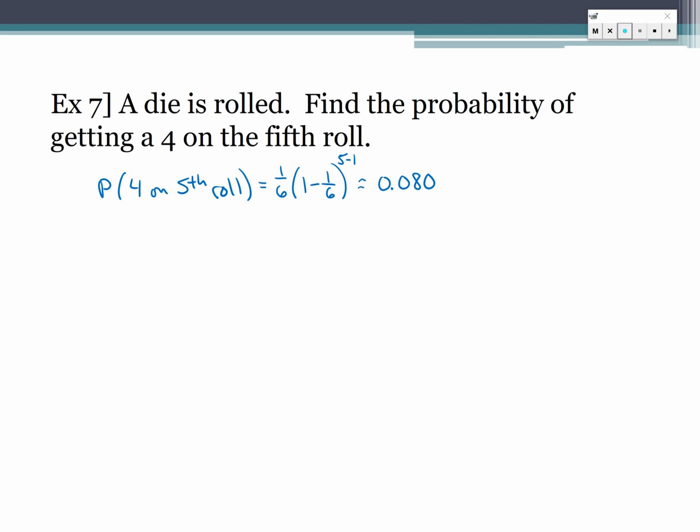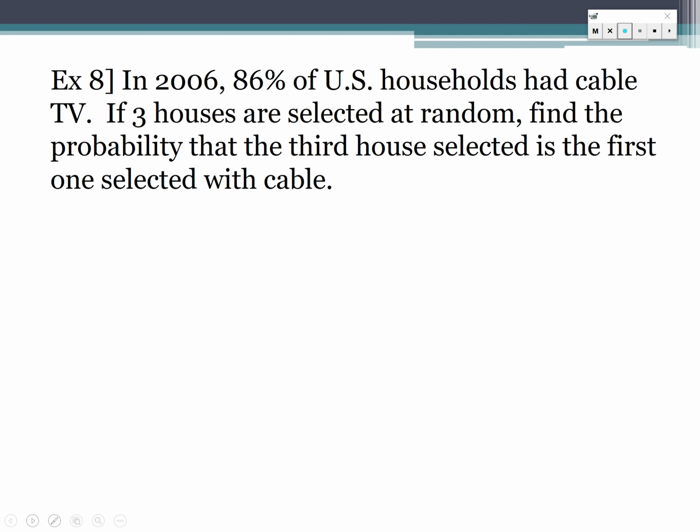If you haven't had a chance to try number 8 yet, please do so before I do. Number 8, 2006, 86% of households had cable TV. If 3 houses are selected at random, find the probability that the 3rd house selected is the first one selected with cable. So I'm not looking at all 3 houses being selected with cable. We've done those types of questions before. Now I'm looking at very specifically that the 3rd house is the first one selected with cable.